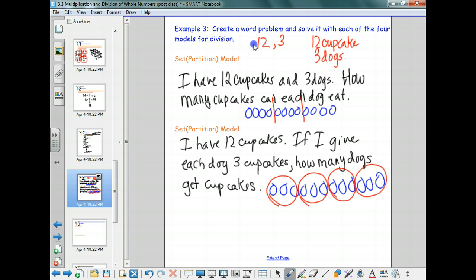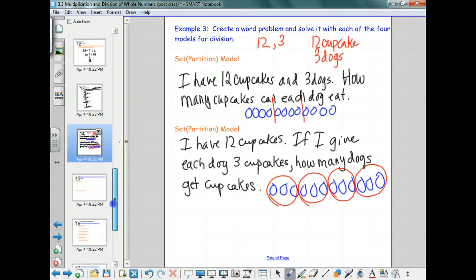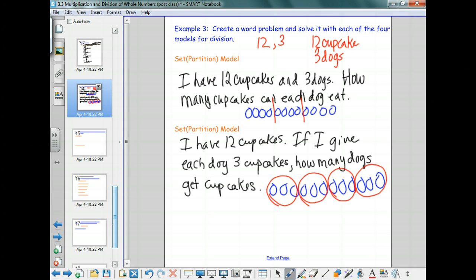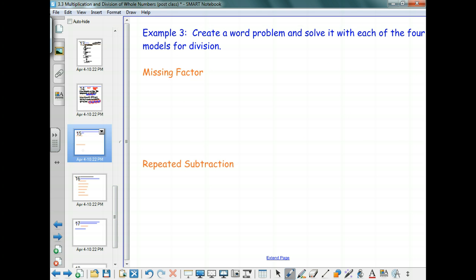The answer's still 4, but you're counting something different, right? Here we're counting the number of groups. Above we were counting the number of cupcakes to get my answer. Okay, let's finish the last piece in that way.